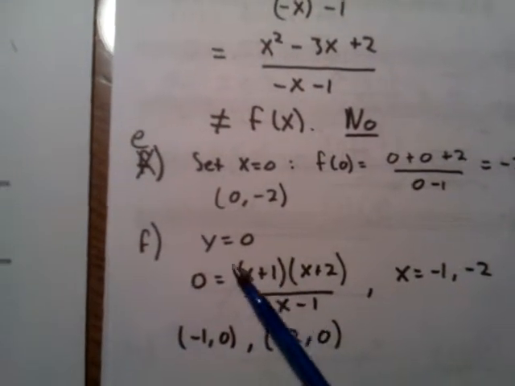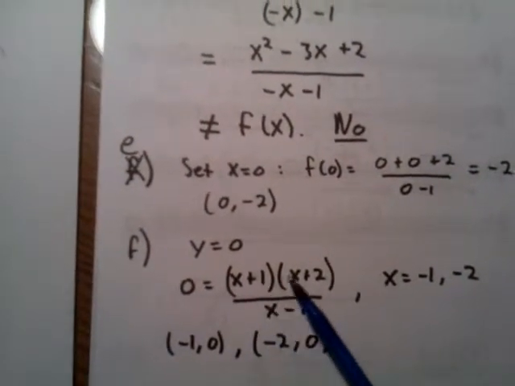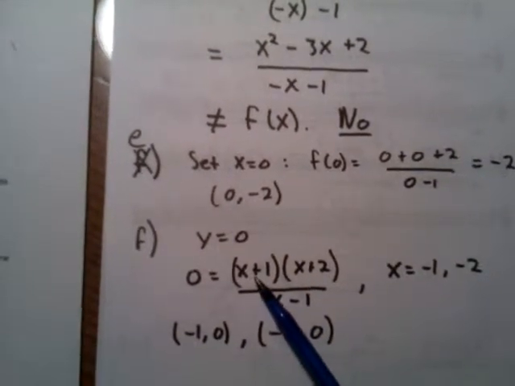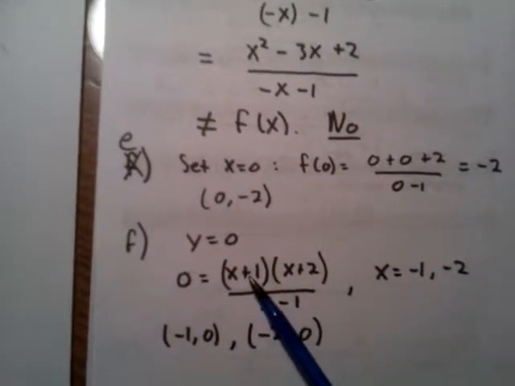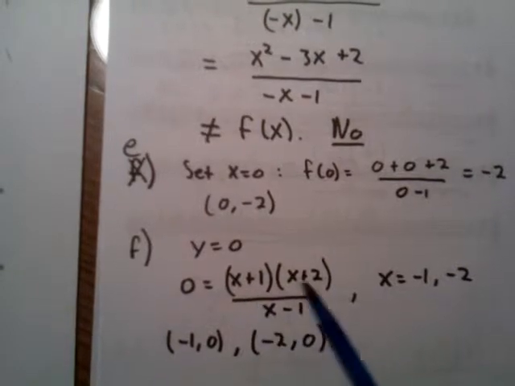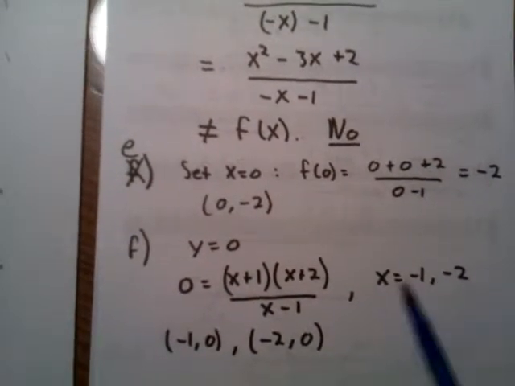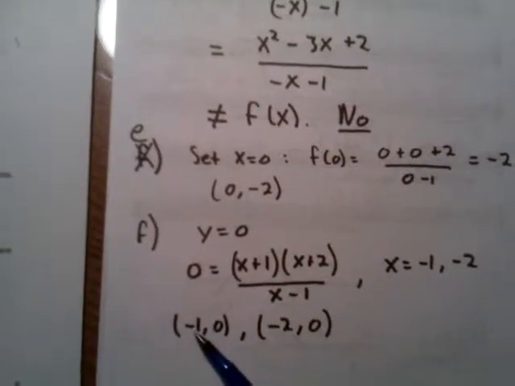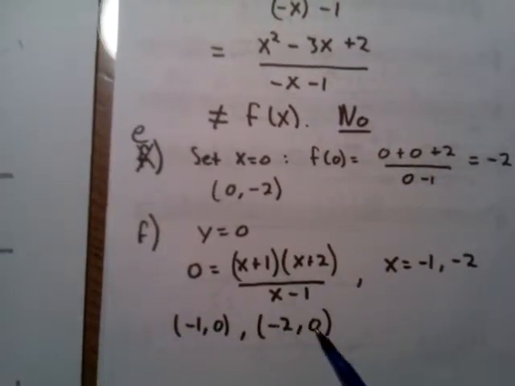Now this will be 0 when the numerator is 0, and we can see that will happen when x is minus 1 and when x is minus 2. So our x-intercepts are just (-1, 0) and (-2, 0).